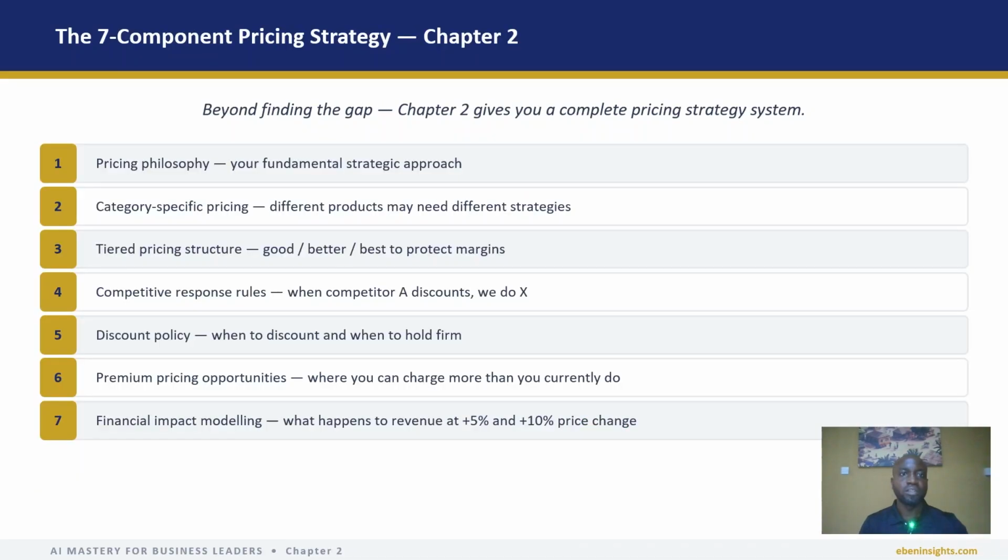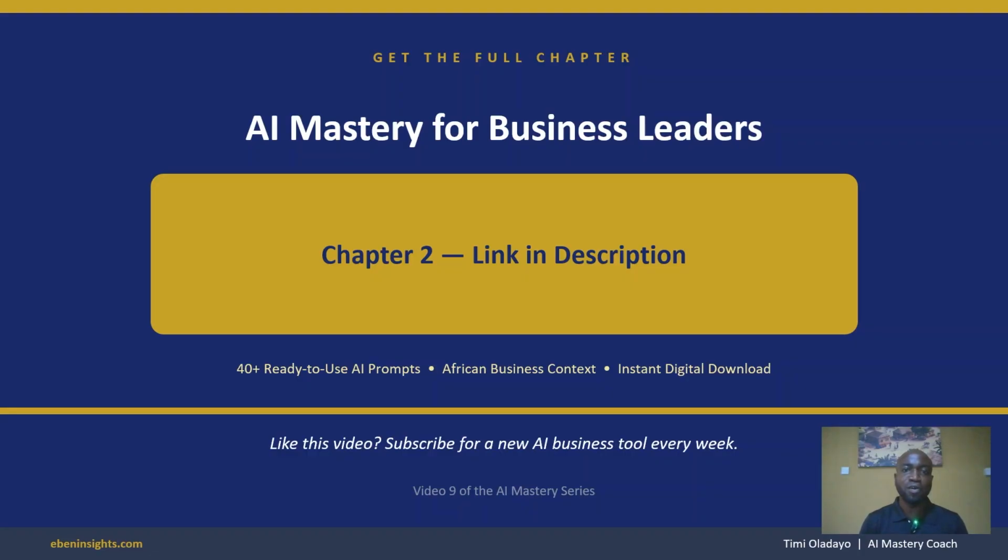Now beyond finding the gap, Chapter 2 also gives you a complete pricing strategy system: the pricing philosophy, the category-specific pricing, the tiered pricing structure, the competitive response rules, the discount policy, the premium pricing opportunity, where you can charge more than you currently do, and the financial impact modeling. If you need the ready-made prompt for all the things we've discussed in this video, you can get it in AI Mastery for Business Leaders in Chapter 2.